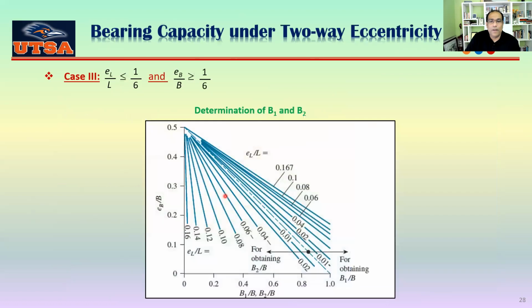Here is the figure to determine your B1 and B2. Once again, you can see it's a function of your eB/B and eL/L. This dotted line here, if you go to the right, that's for your B1/B, and anything from here to here is your B2/B. So these are either B1/B or B2/B, depending on your eL/L and eB/B.